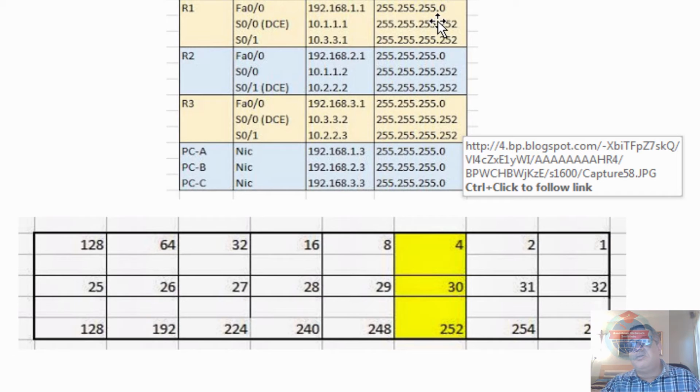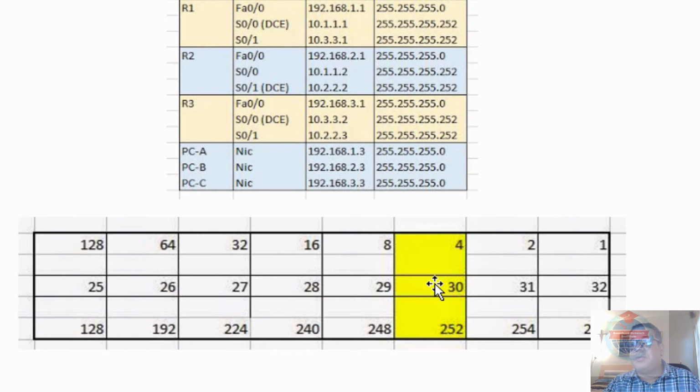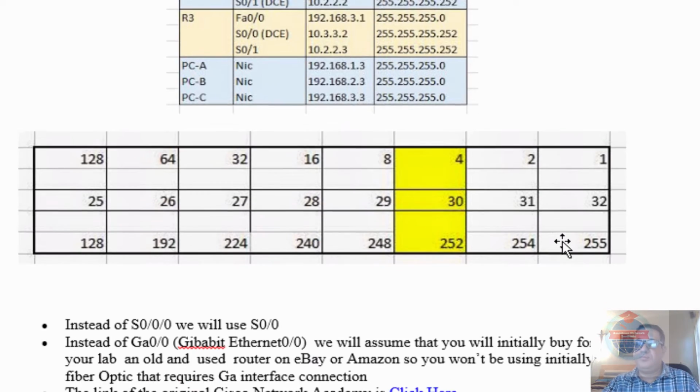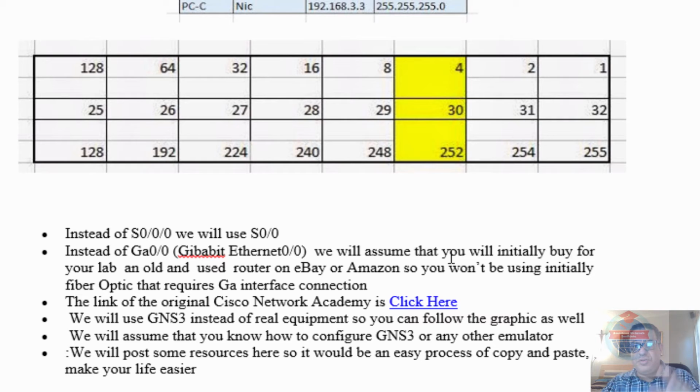So over here, you see on the second row it's going to say 255, 255, 252. We're talking about a subnet mask of /30. Everything that I'm telling you is over here in this part.